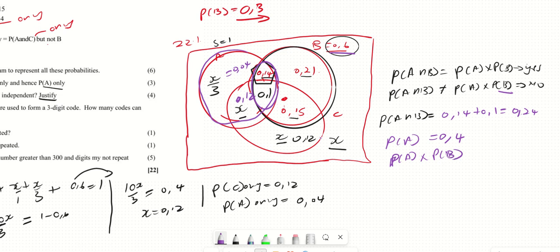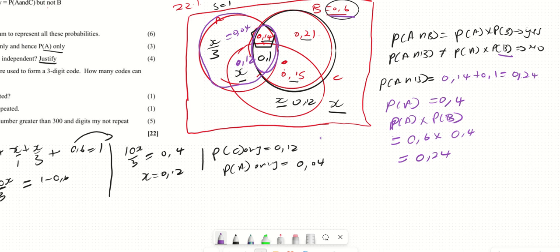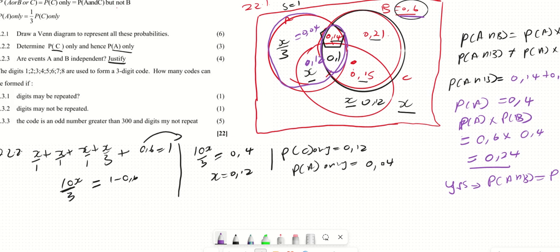So the probability of A times the probability of B. Let's check. B is 0,6 times 0,4, which gives us 0,24. So we look at the probability of A and B, 0,24. Then our answer is yes, they are independent. The reason is that the probability of A and B equals the probability of A times the probability of B. Okay, we've done that. So now let's go to the next question.